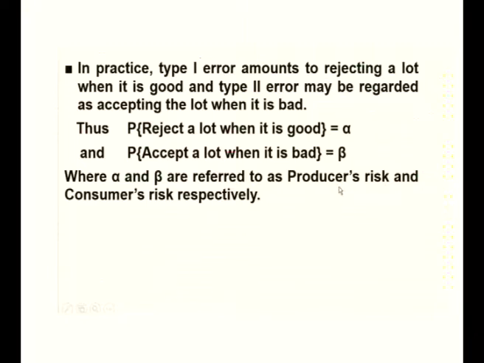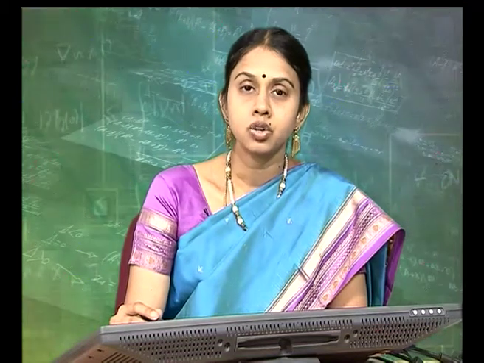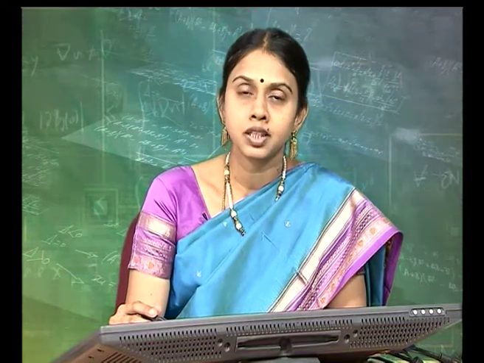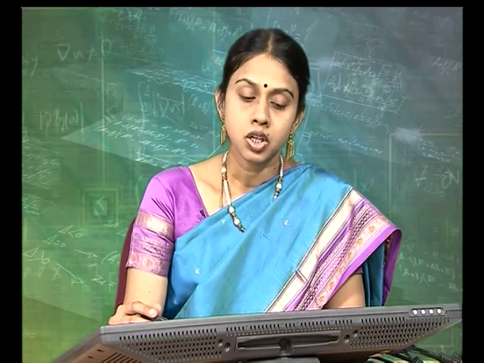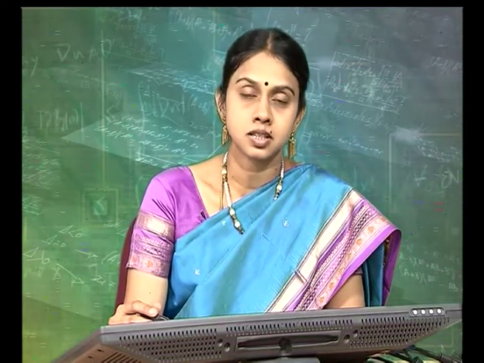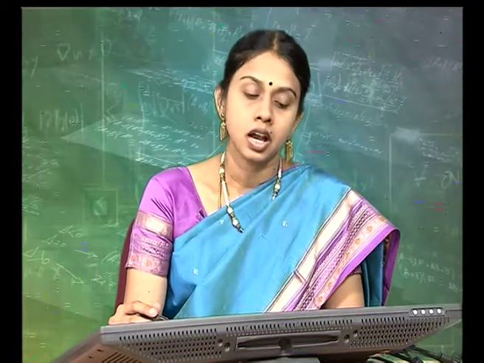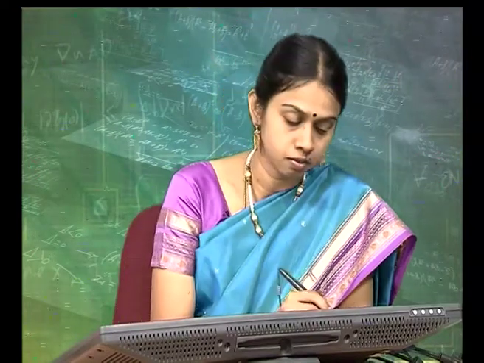You being the consumer, you are rejecting the lot when it is good. So, it goes back to the producer. Now it is in the court of the producer, therefore, it is called producer's risk. You being the consumer, you are accepting the lot when it is bad. So, the lot comes to you, therefore, it is called consumer's risk. When it goes back to the producer, it is called producer's risk, and when it comes to you as consumer, then it is called consumer's risk respectively.